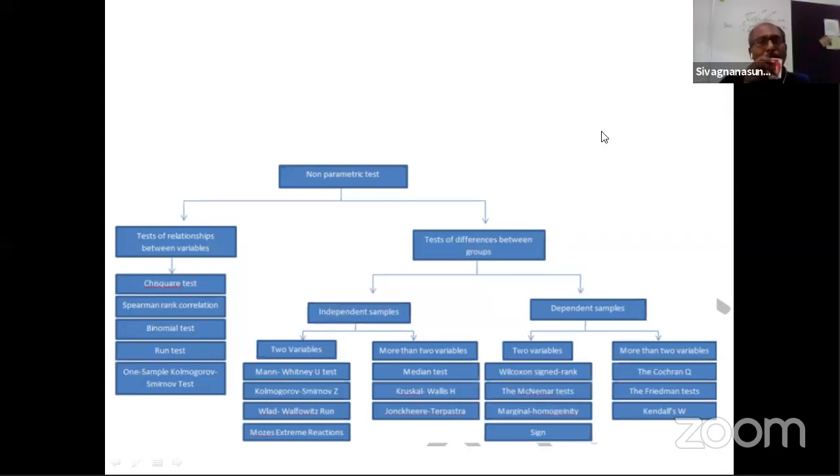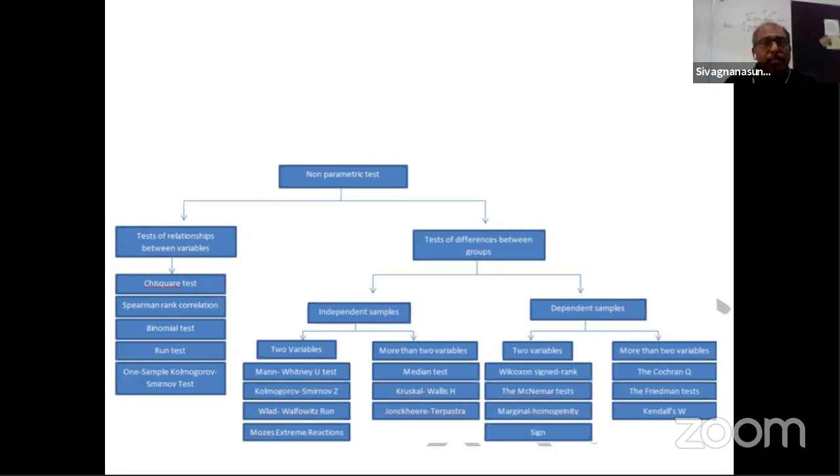This is the complete non-parametric test. One is tests of relationship between variables. We have the chi-square test, Spearman rank correlation test, binomial test, run test. The binomial test checks, for example, if in your data you have a gender distribution, where one denotes male and two denotes female, whether the proportion is equal. That is determined by a binomial test.